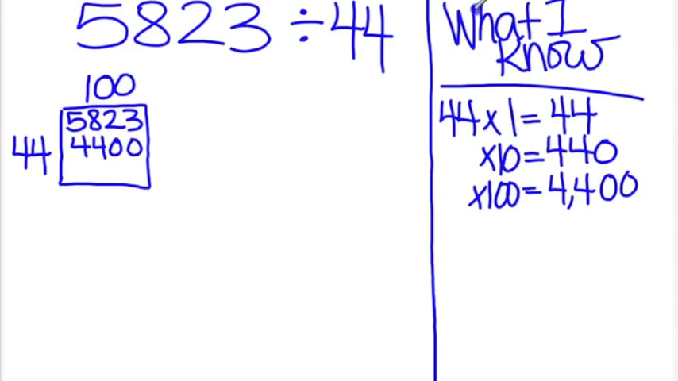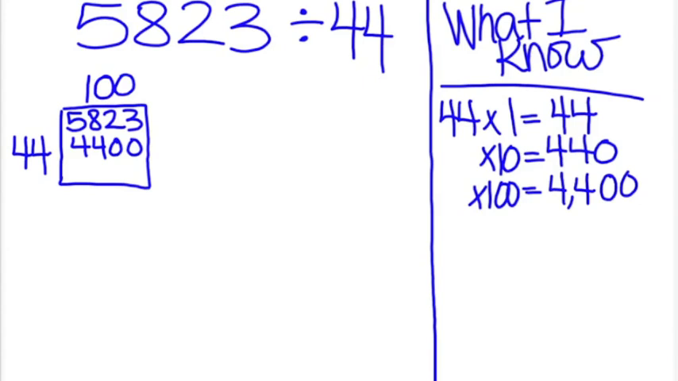Now that I have two numbers in the box, what do I want to do with them? Brandon? Now subtract. Don't forget to borrow. Okay, so we're going to subtract those two numbers. 3 minus 0 is, shout it out. 3. 2 minus 0 is? 2. 8 minus 4 is? 4. And 5 minus 4 is? 1.